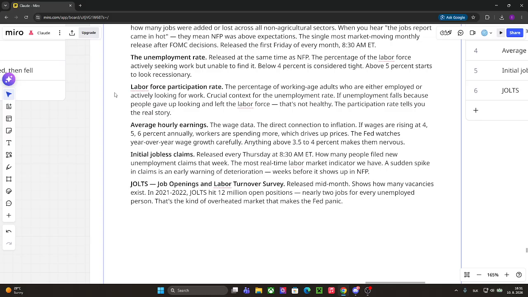Average hourly earnings, the wage data, the direct connection to inflation. If wages are rising at 4, 5, 6% annually, workers are spending more, which drives up prices. The Fed watches year-over-year wage growth carefully. Anything above 3.5 to 4% makes them nervous.